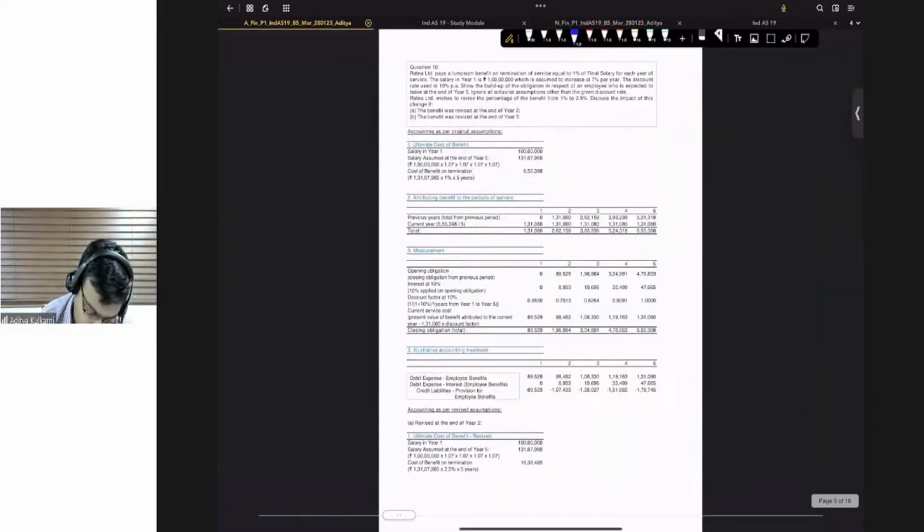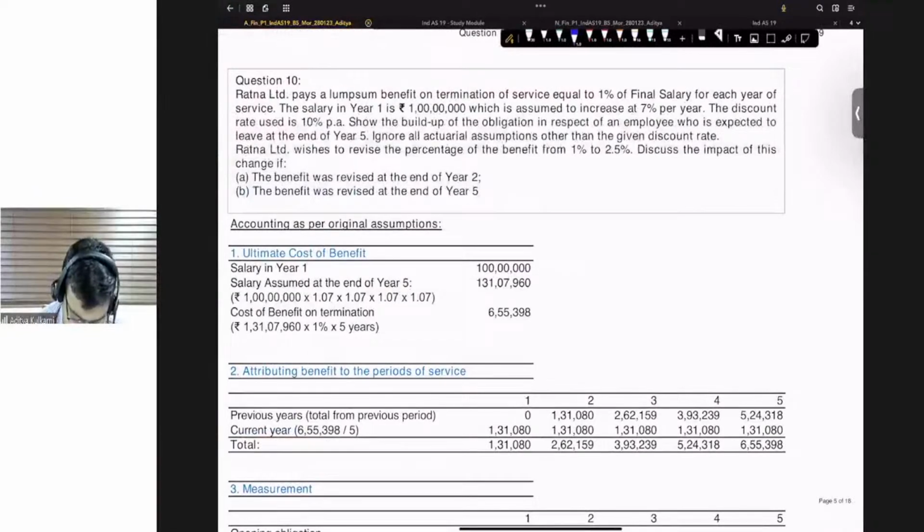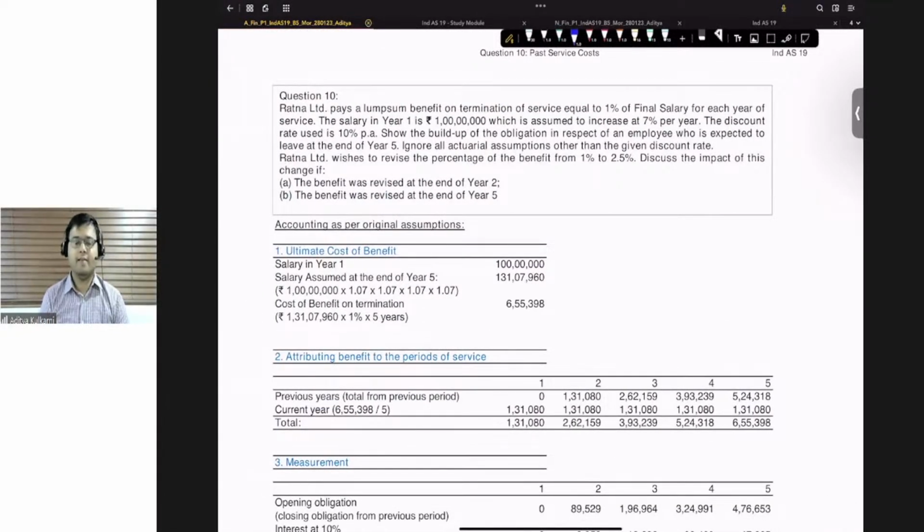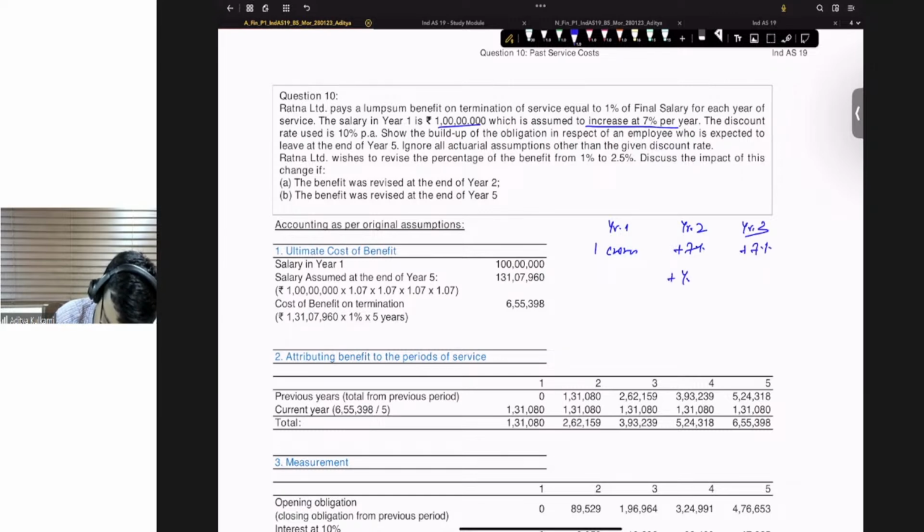So let us look at how this particular case pans out. Okay, so now see, first thing is you will have to determine the ultimate cost of benefit. Then we do the attribution to each period. Then we do the discounting. Okay. So they are saying that salary in year 1 is 1 crore, expected to increase at 7% per year. So year 1, it is 1 crore. Year 2, plus 7%. Year 3, plus 7%. Year 4, plus 7%. Year 5, plus 7%. Okay, so this is how the salary is going to move.